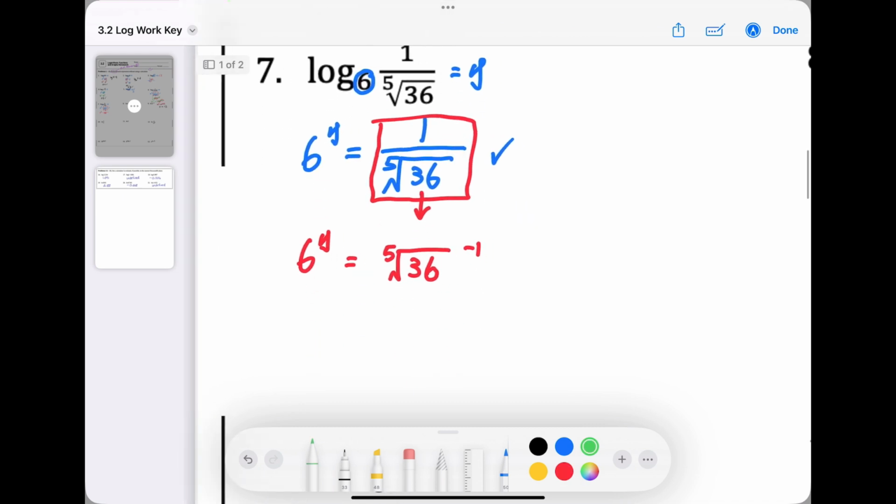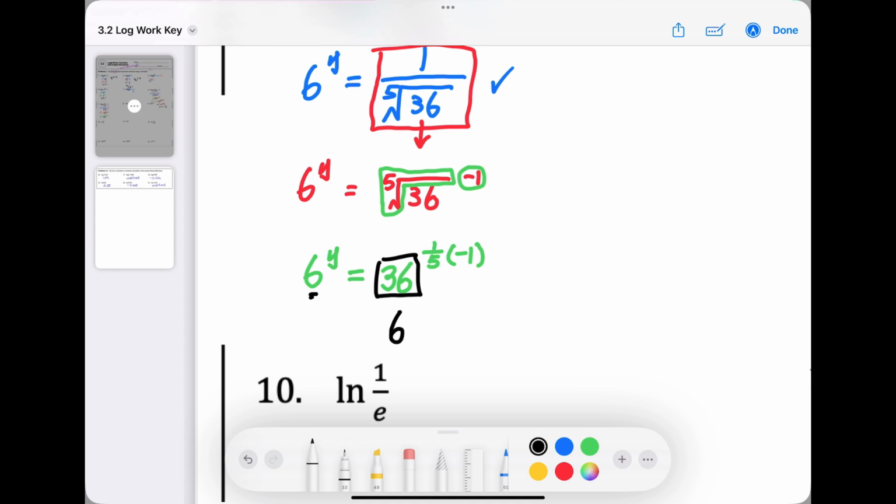Now come to the trouble. I don't like the radical symbol, which tells me I'm going to rewrite this as 36 to the 1 over 5 power. Now remember, you have a negative 1 as the original power, so we're going to attach that back. All about a base. 6 is my base, so I'm going to rewrite the 36 as 6 to the power 2. Now tag along, what do we got? We got negative 1 over 5. That is equal to 6 to the power of y.